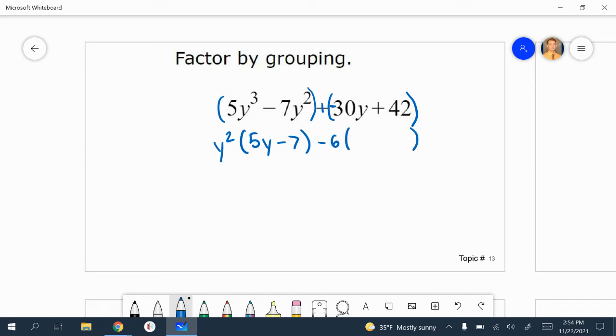Why am I pulling out a negative 6 and not a positive 6? Because the first term is a negative, and that's a huge thing that I'm not going to spend too much time talking about now. But if your first term in the group is a negative, always pull out the negative.